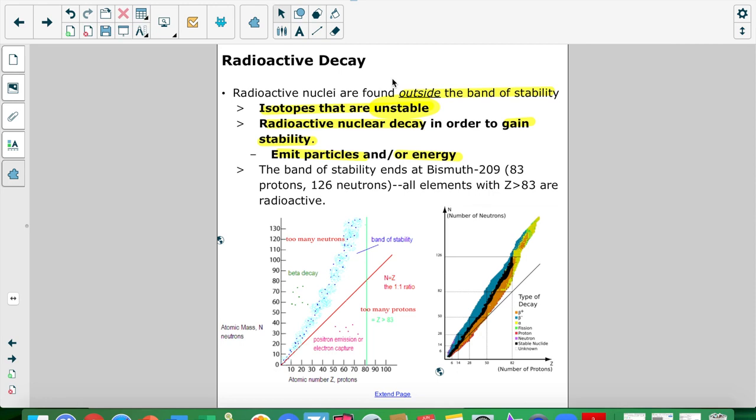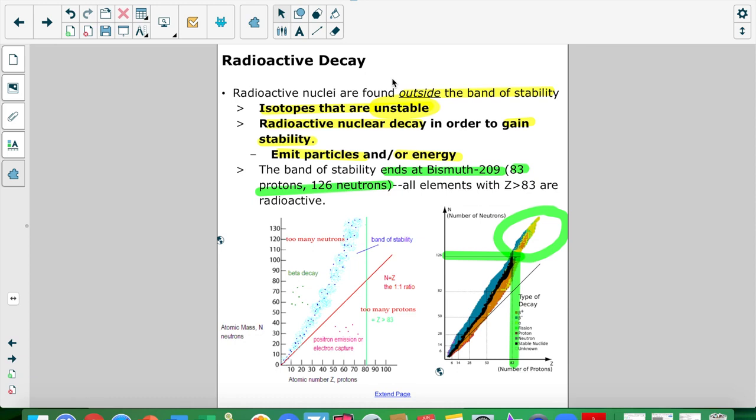Now, the band of stability ends in, it says over here, bismuth 209, which has 83 protons and 126 neutrons. If you check it out, when you have 82 or 83 protons and 126 neutrons, this is the last ratio that is going to allow you to have a stable nucleus. Anything above that is unstable as well. So that's why it says that the band of stability ends in bismuth 209, because that's the last element that can actually be stable.